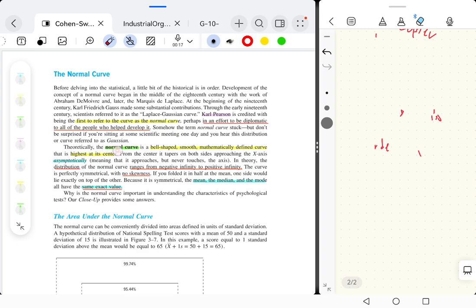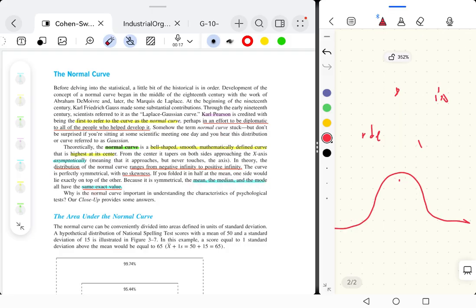So theoretically, the normal curve is a bell-shaped, smooth, mathematically defined curve that is highest at its center. It's highest at its center, right? With no skewness, and it ranges from negative infinity to positive infinity. Theoretically, by the way, the mean, the median, and the mode are the same exact value. So if you were to put it here, this is the mean. This can also be the median. It can also be the mode.